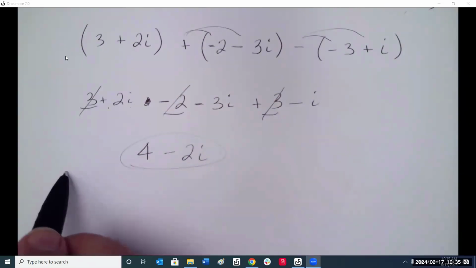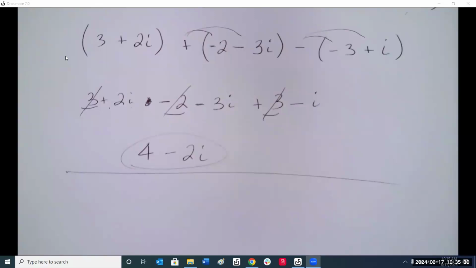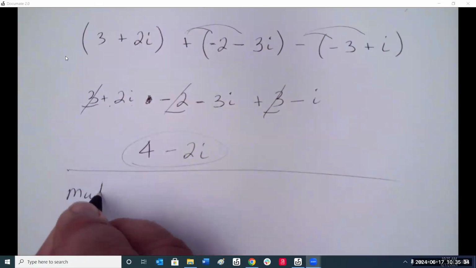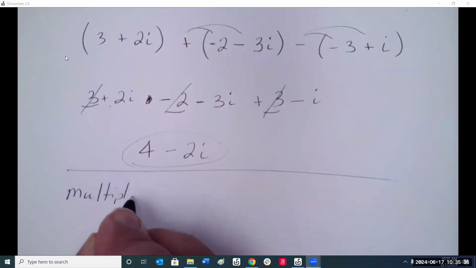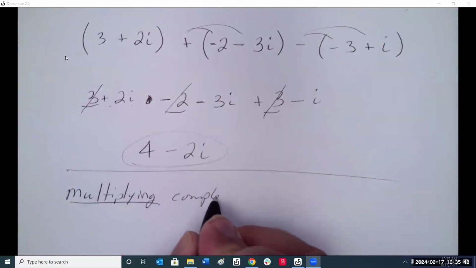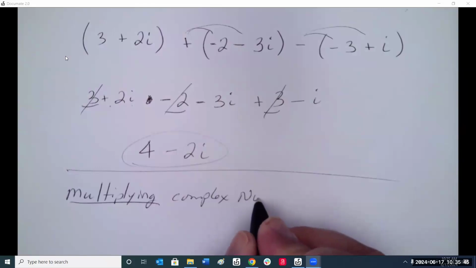So that's adding and subtracting complex numbers. Now, multiplying complex numbers.